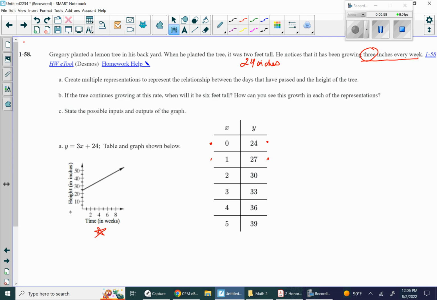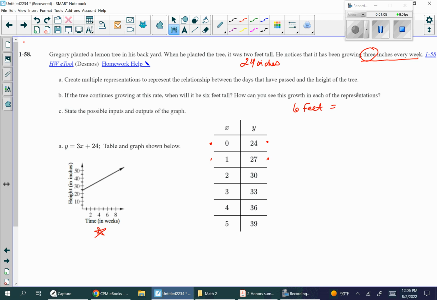Okay, so part B says if the tree continues to grow at this rate, when will it be 6 feet tall? So 6 feet is the same, if I take 6 times 12, as 72 inches. So I'm actually looking for my Y value to be 72 inches, and that will tell us what our X value is. We could find this on the table if we continue the table. We could find it in the graph if we continue the graph, but I'm actually going to use the equation, okay? So the Y value we want to be 72.